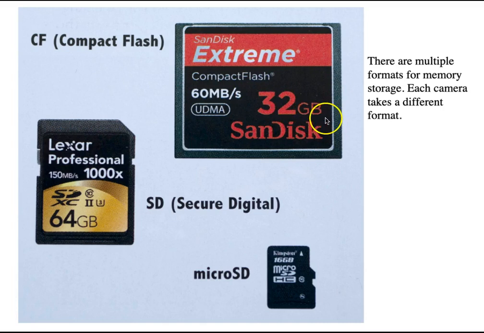So 32 GB means 32 gigabytes. That's the max amount of information this can record, whereas this SD is a 64 gigabyte. That's a lot of information, and it reads relatively fast. So this means you can absolutely have plenty of room to record those raw file formats, but also it's going to read and write very fast.